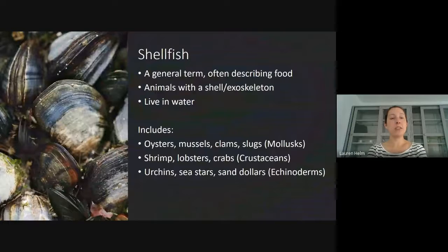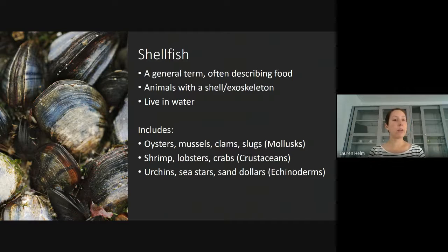All right, so in the video, they talked about shellfish. Now, I want to clarify shellfish is a general term that usually refers to the animal once we eat it. This is a very broad category of animals, any animal with a shell or exoskeleton that lives in the water. These include oysters, which you saw. Oysters are also joined by mussels, clams, and slugs in the mollusk family. There are shrimps, lobsters, and crabs, which are crustaceans. And then there's also the echinoderm family, which includes things like urchins, sea stars, and sand dollars.